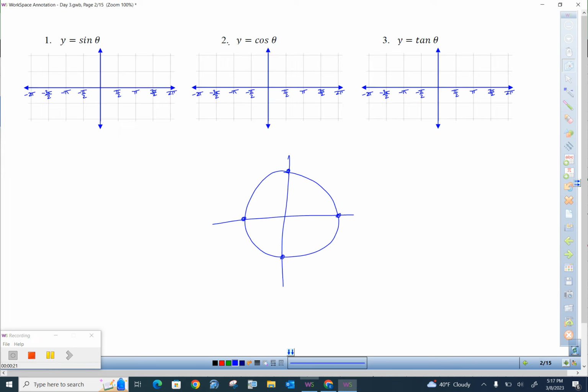What I like to do instead is only use the translation for the first point, and then use the pattern after that. So the pattern, we go up whatever the amplitude is, 1 for us. Then we go back down, but twice. So down and then down again, and then back up. And using that pattern gets us there a little quicker once we know the first point.